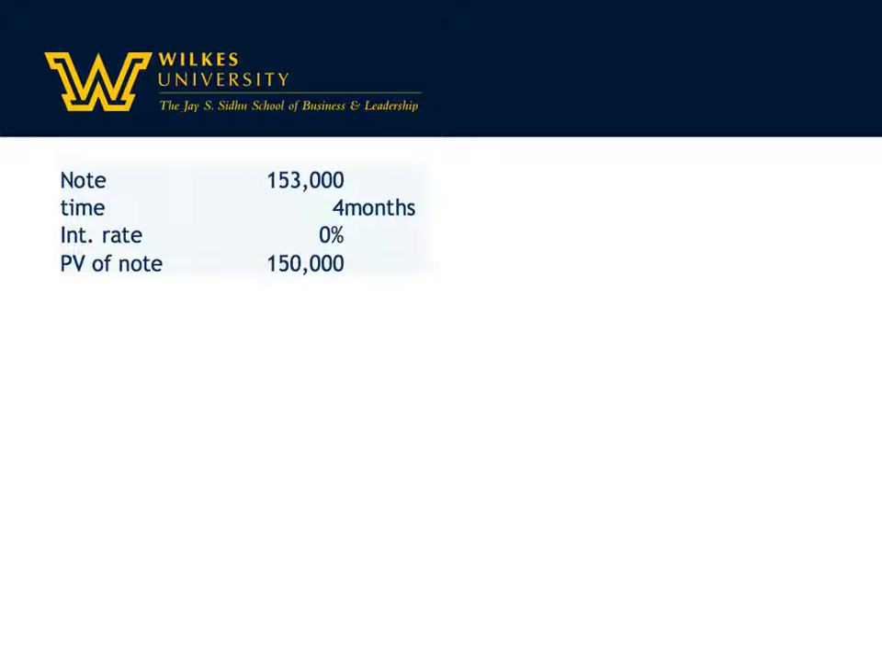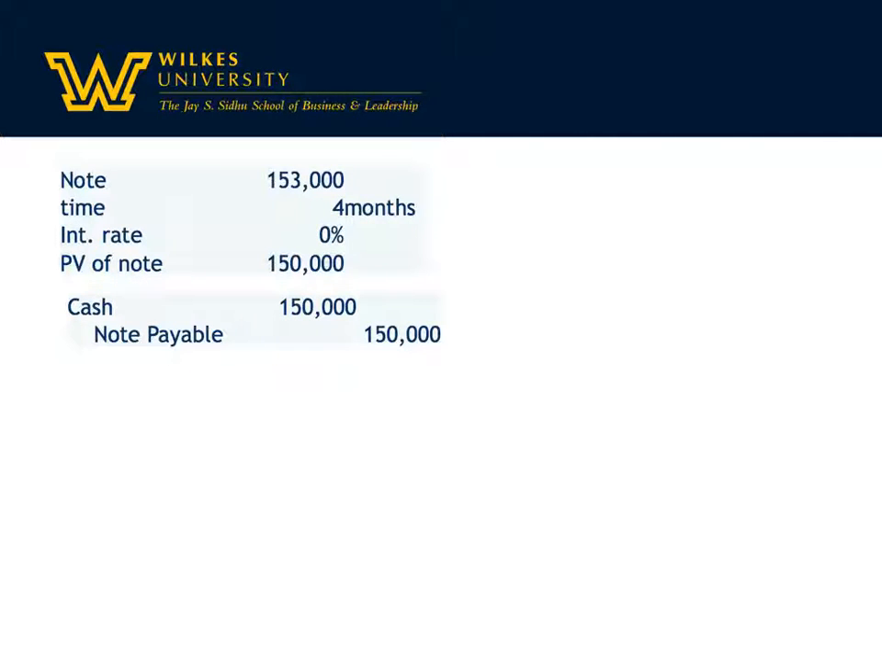So, how do you handle it if there's a stated interest rate of 0? It's really built into the note because the note's for $153,000. But the present value of the note is $150,000. So you can see that interest is already built in.